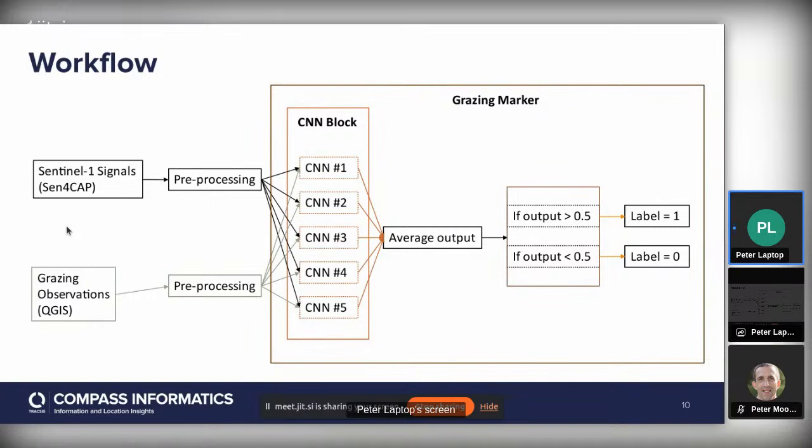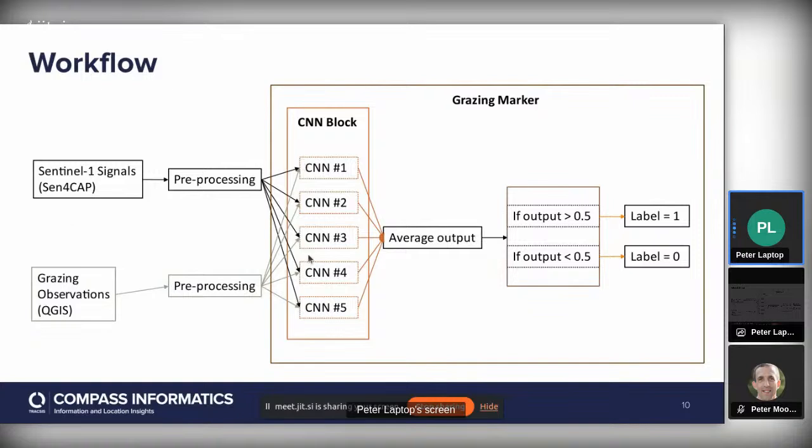Really what it is, it's 5 different convolutional neural networks, which are each trained separately to produce separate results, which come in the form of a probability. So a probability between 0 and 1, where 0 is not grazed and 1 is grazed. So you could have, for example, a value of 0.6, which will be considered grazed, whereas a value of 0.3 will be considered not grazed.